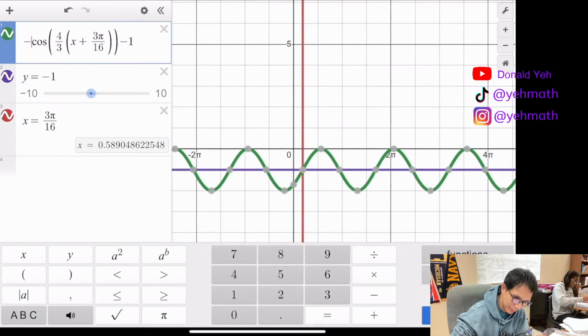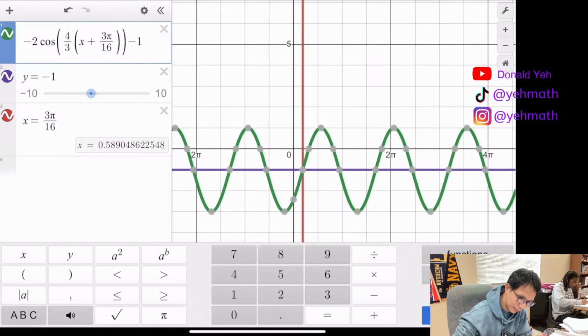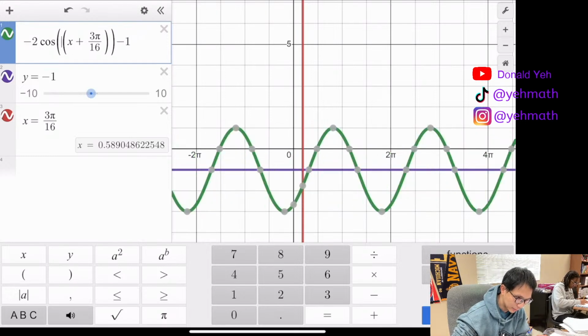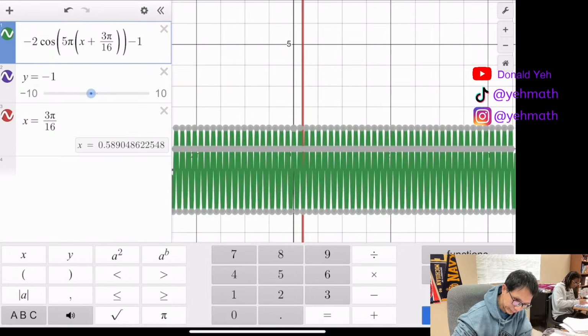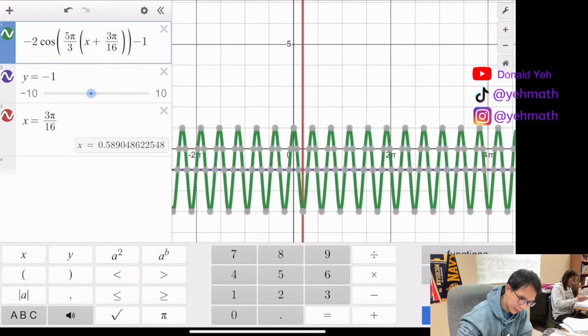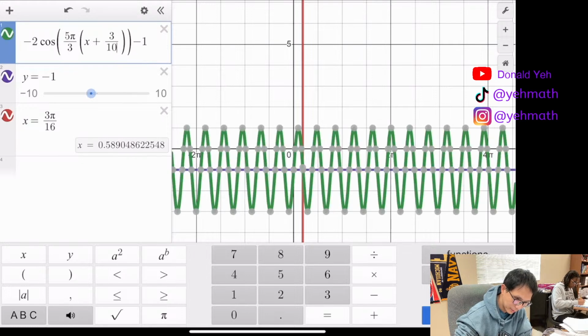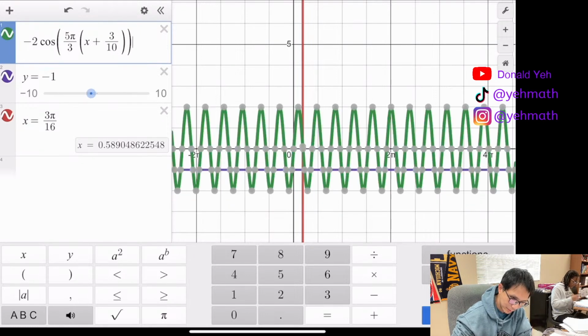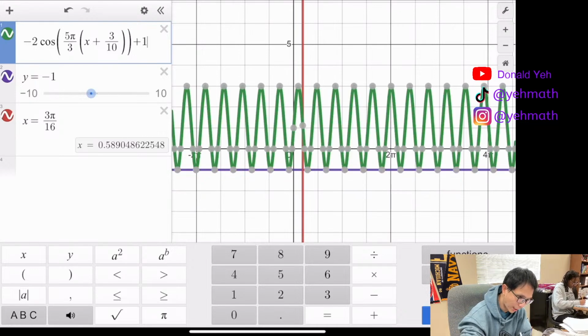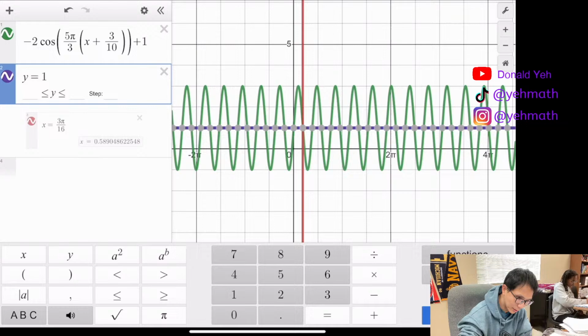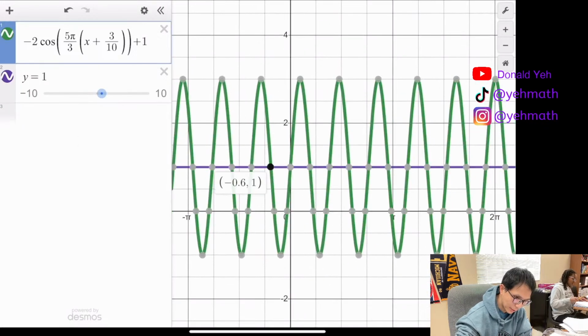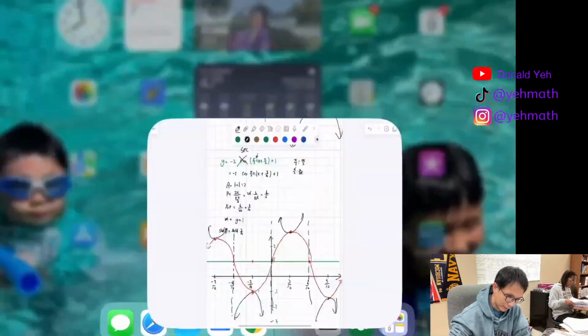What is the amplitude? It's -2, right? What is the thing I factor out? 5 pi over 3. Okay. And what is the shift? 3/10. And is it -1 or +1? +1. Okay, so this should be the graph, and you should change this to +1. And this is the graph that should be negative 0.6, is 3 over 10, negative 3 over 10. At 1, negative 3 over 10.